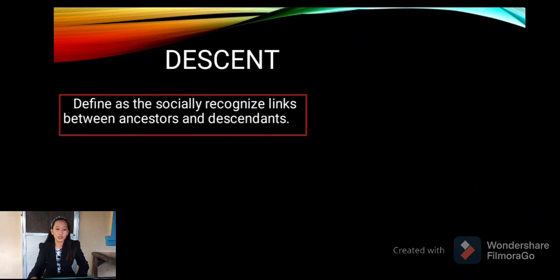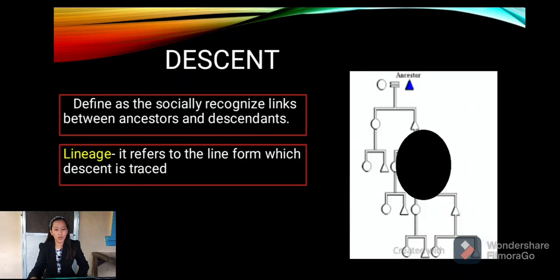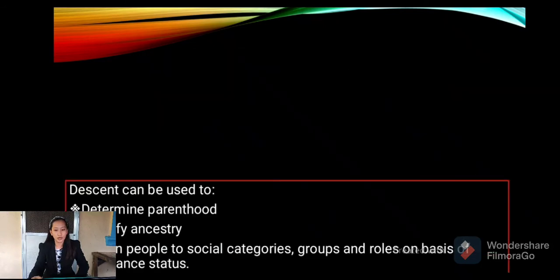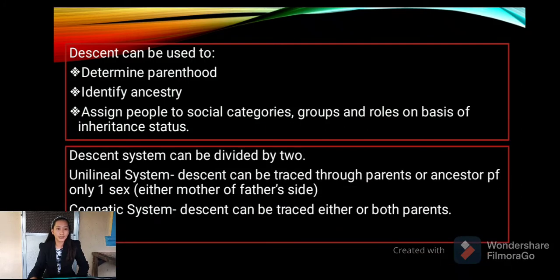Descent is defined as a socially recognized link between ancestors and descendants. And lineage refers to a line from which descent is traced. So this is an example of descent. Next, descent can be used to determine fatherhood, define ancestry, and assign people to social categories, groups, and roles on the basis of inherent status. And a descent system can be divided into two.